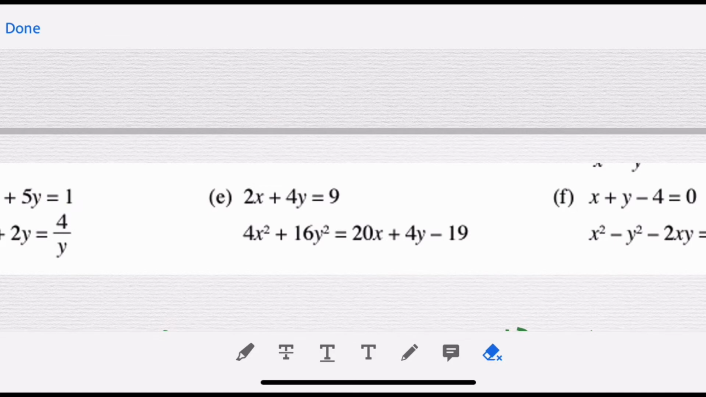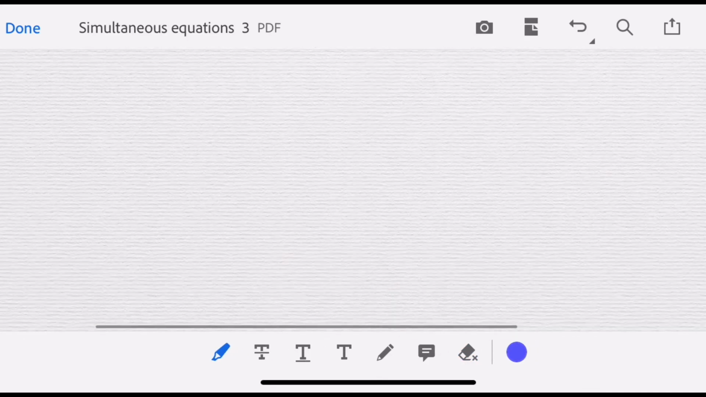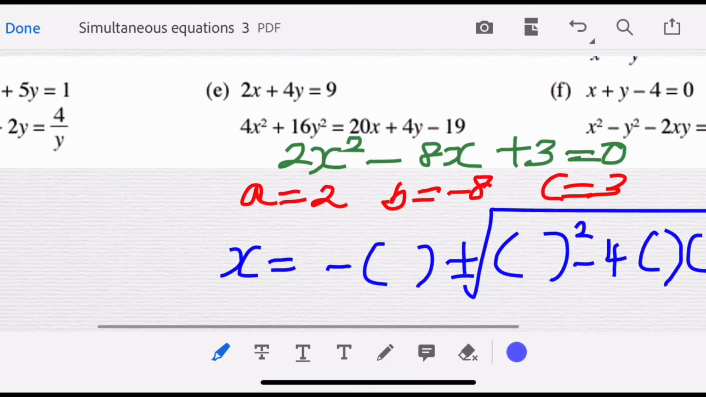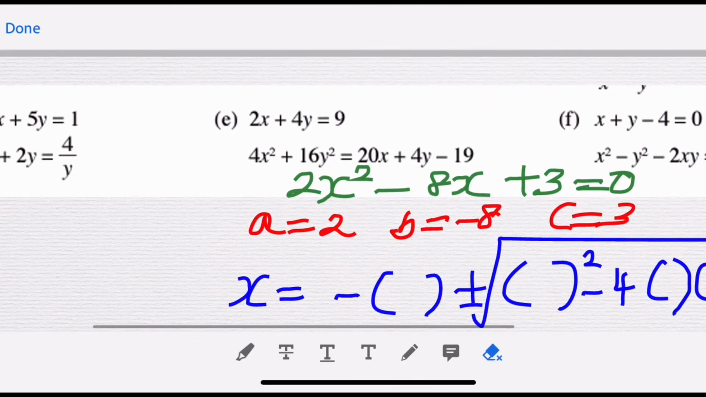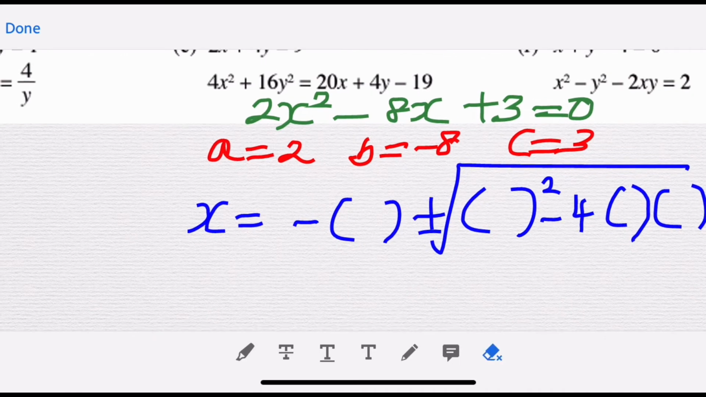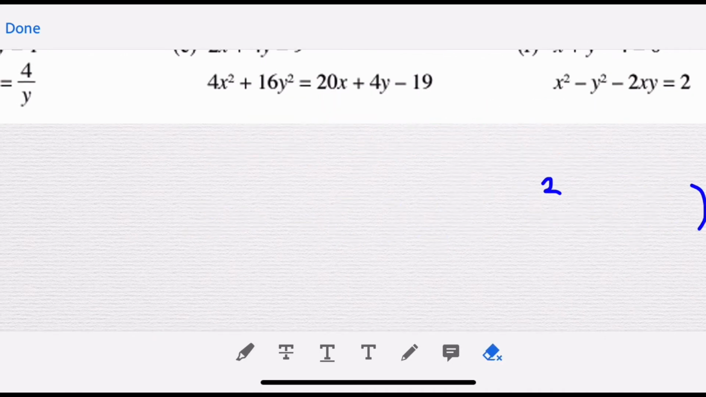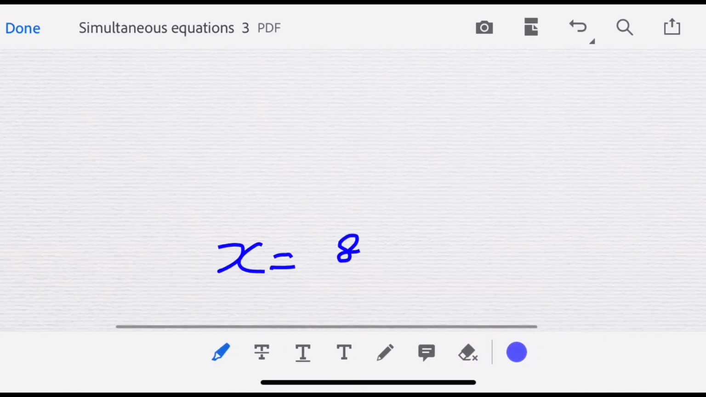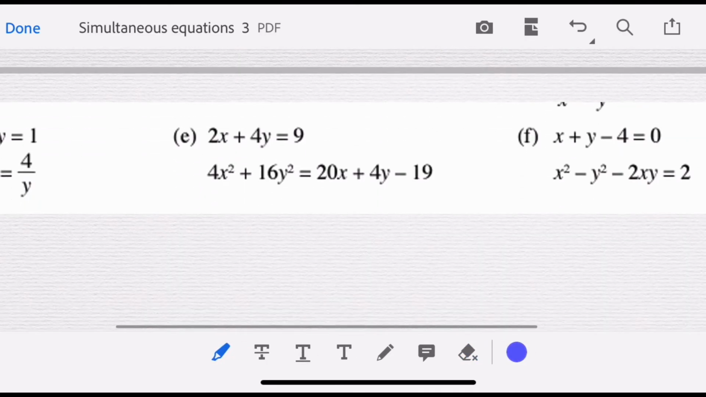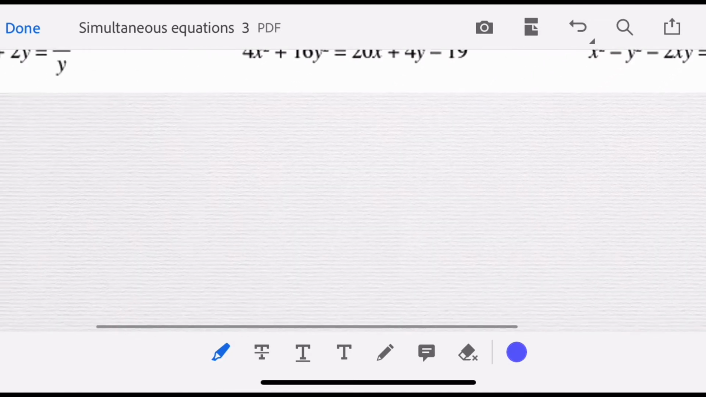Substitution, right? So it involves fractions. I would like to discuss this one because some of you are still not so confident with fractions. So I'm going to discuss E. Let's see how to do it. Okay, so for E, let's see.